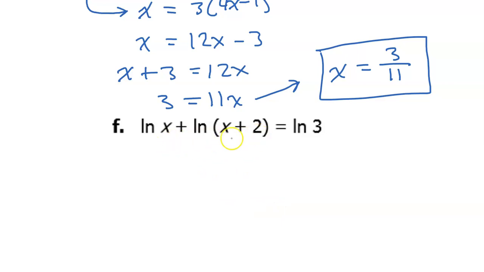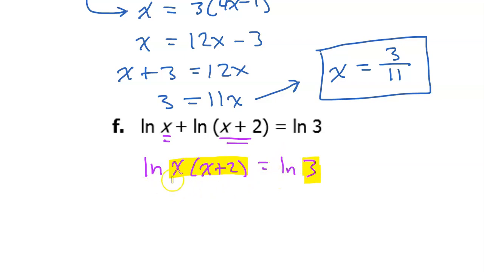All right, time for the product rule again. So when you have the sum of 2 logs, you can write it as a single log of the product of these 2 arguments. So we will have the natural log of x times x plus 2. All right, now we have the natural log of something equals the natural log of something. This is only going to be valid if the 2 arguments are the same. The stuff inside of a function is called the argument.